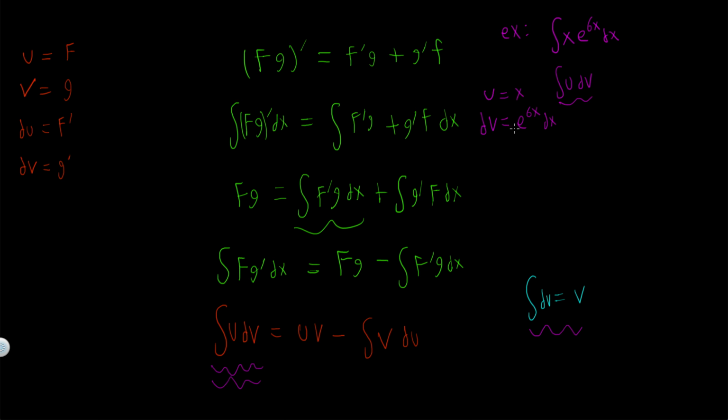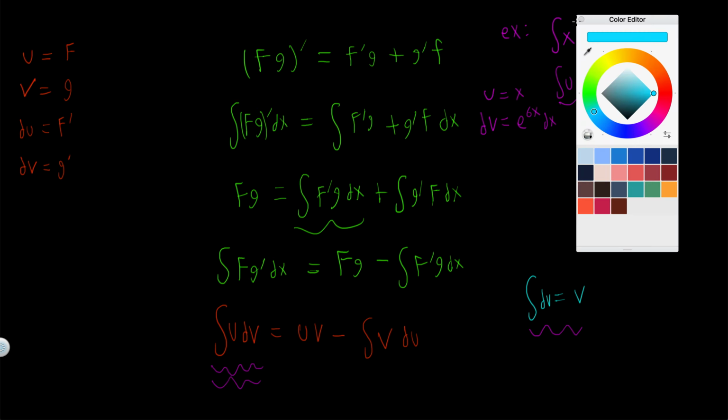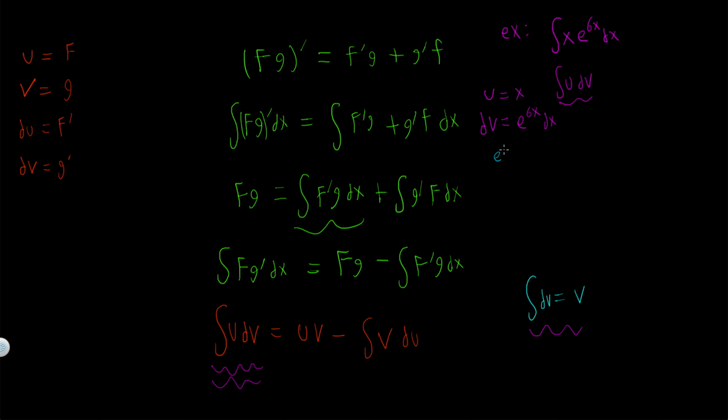What's the integral of dv? Well, the integral of dv is just the integral of e to the 6x dx, and that's just, so let me write that in some turquoise color, e to the 6x over 6, right? So this is actually just a v. And maybe pause the video there and see why that is.